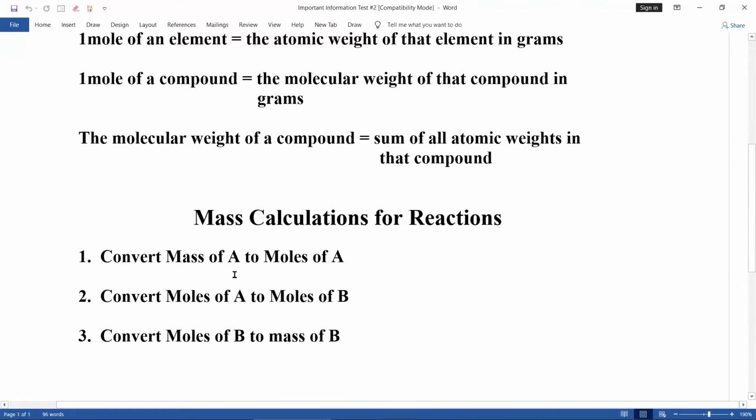The first step is whatever you're given in grams, you convert to moles. The second step is what you just converted to moles of A, whatever you're given, you convert to moles of what you're trying to get to, your answer B. But your answer B is in grams, so convert moles of B to grams of B. So you need 3 steps. This will be given to you.